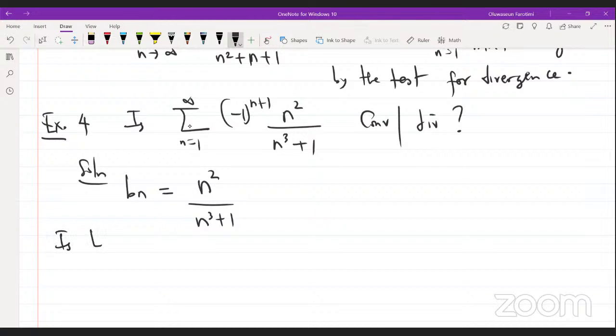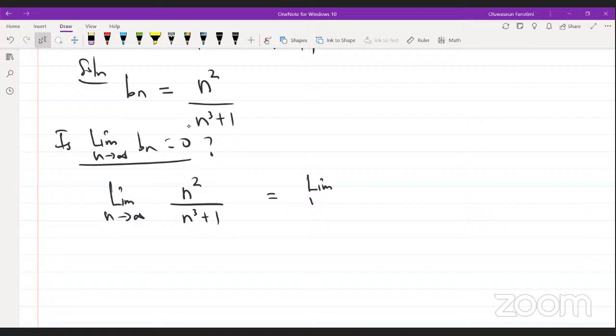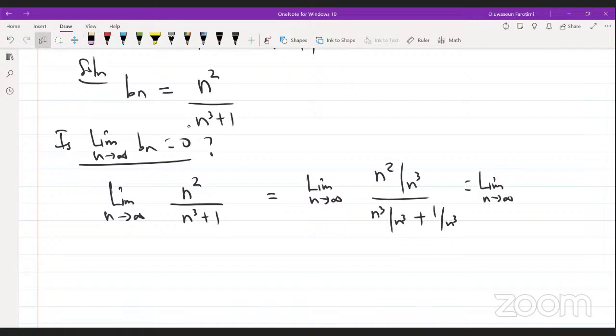So let's do the limit first, since that will be easy. Is this guy equal to 0? That's a question. Let's see. Limit as n goes large, n squared divided by n cubed plus 1. So you divide by the highest power of n. And this guy is going to be limit as n goes large.